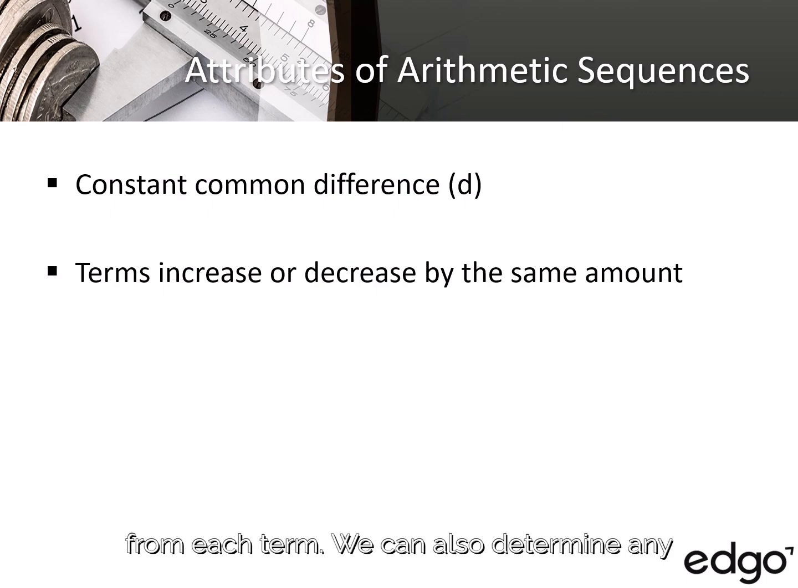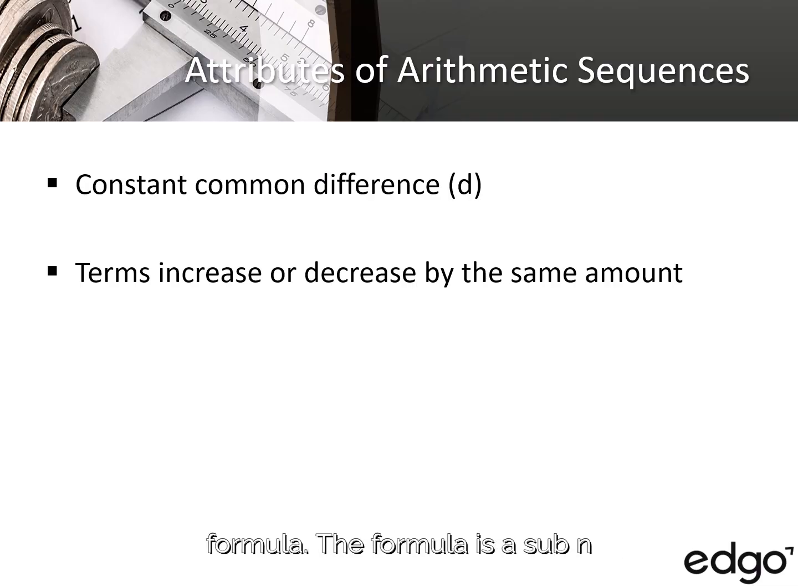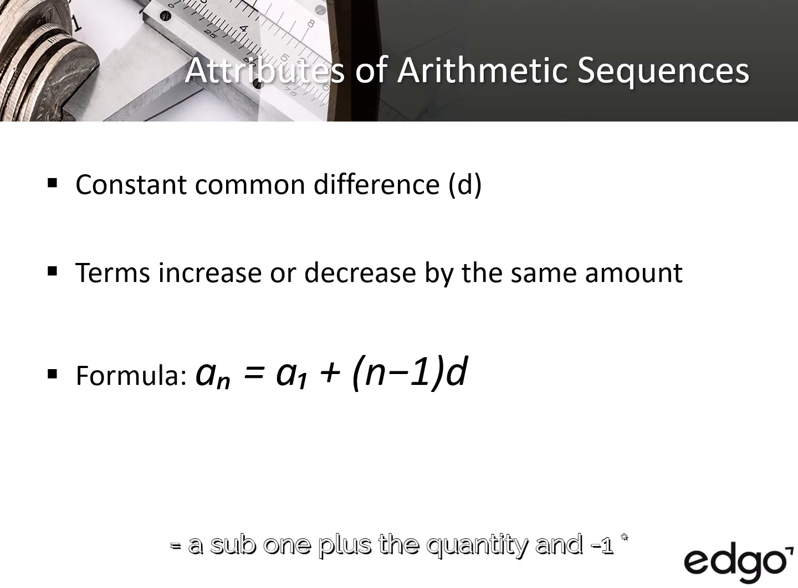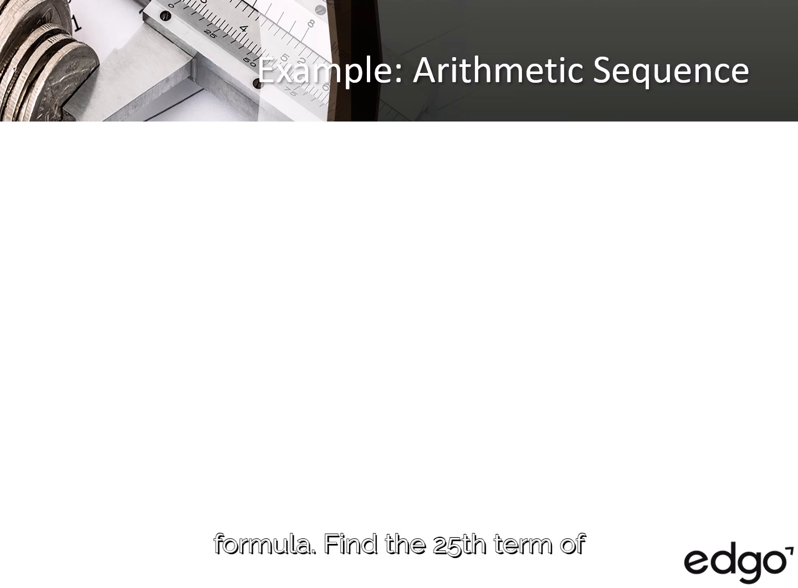We can also determine any term of an arithmetic sequence using a formula. The formula is a sub n equals a sub 1 plus the quantity n minus 1 times d. In this formula, a sub n represents the term we are looking for. a sub 1 is the first term. n is the position of the term. And d is the common difference. This formula is particularly useful when we need to find a term that is far from the beginning of the sequence.